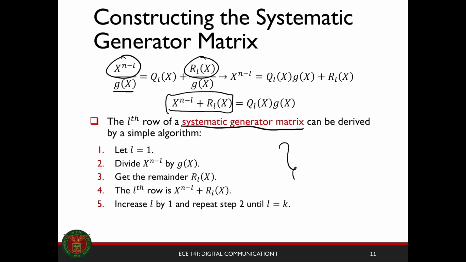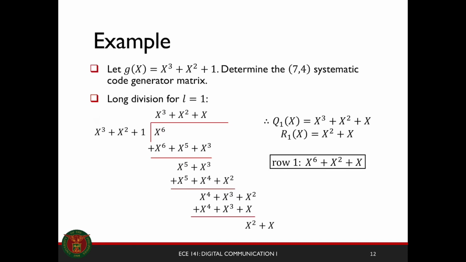Okay, and these are the steps for your generator matrix to be derived. So you can derive them. So for example, let g of x be equal to x cubed plus x squared plus 1. Determine the 7, 4 systematic code generator matrix. So to do that, you do long division for different powers of x.